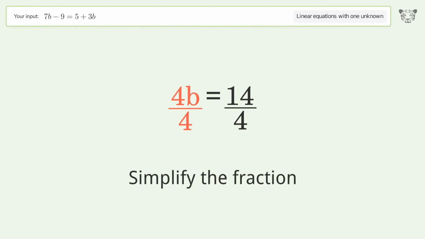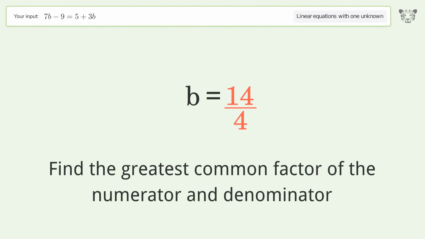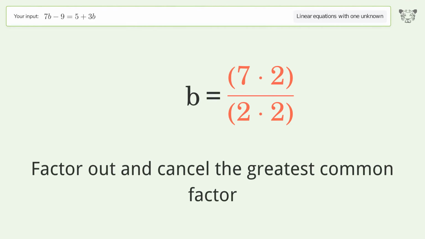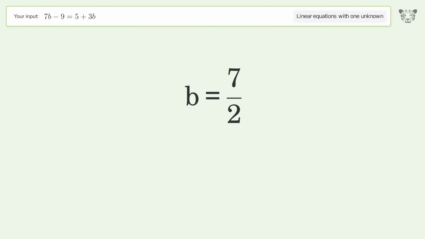Simplify the fraction. Find the greatest common factor of the numerator and denominator. Factor out and cancel the greatest common factor. And so the final result is b equals 7/2.